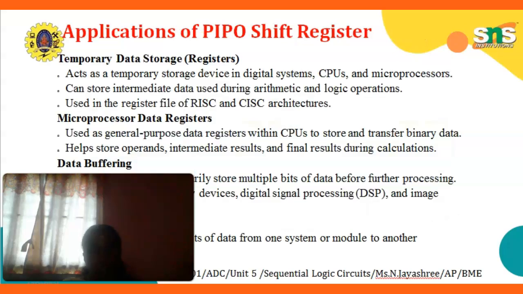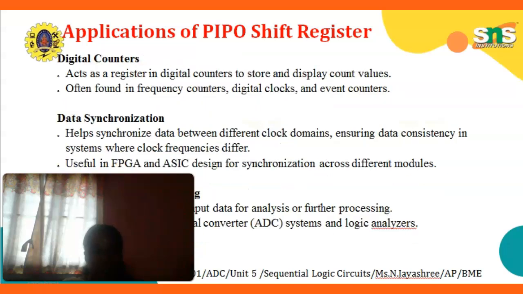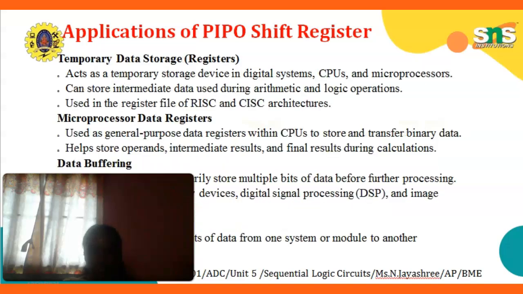Next, let us see the applications of the parallel in parallel out shift register. It reduces time and increases efficiency. That is the purpose of the parallel in parallel out shift register. The applications are temporary data registers, microprocessor data registers, data buffering, parallel data transfer, digital counters, data synchronization, and data sampling and latching. These are the main applications of PIPO. So let us see them one by one in detail.